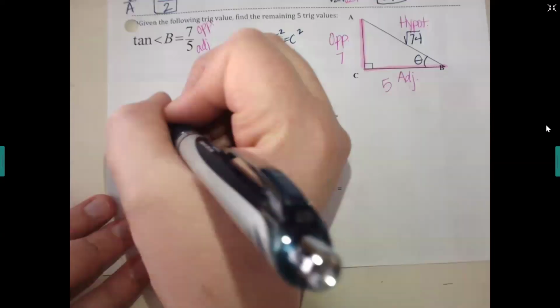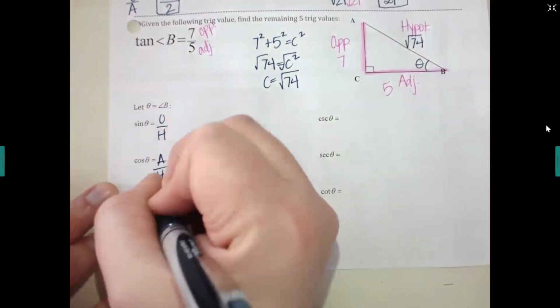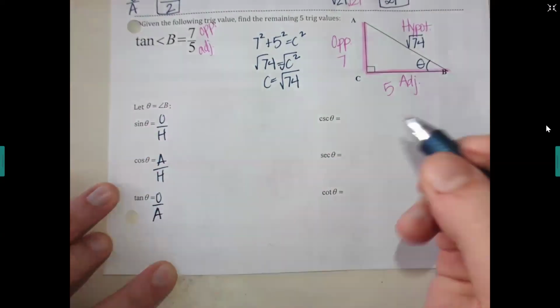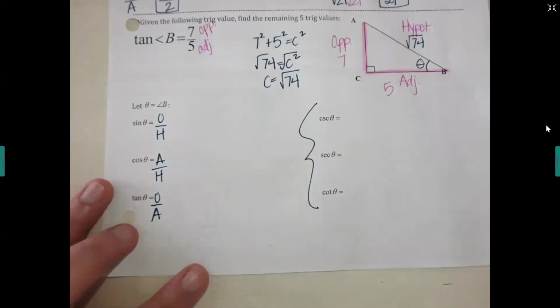Okay, then from there, I know this is going to be O over H, A over H, O over A. And then remember that these guys are the flippies. I will just take the originals and flip them. You could do 2, but 2 is not a perfect square. You need to do 4. You know what I mean? Okay, so sine is O over H. What are my numbers?